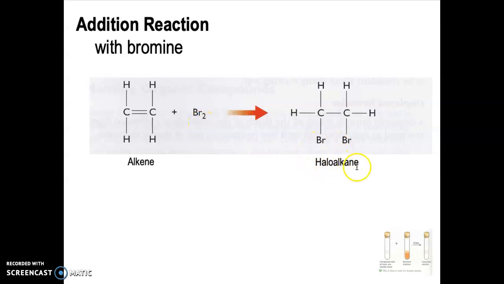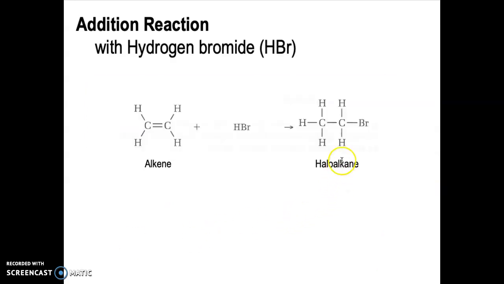So this is a haloalkane. This would be 1,2-dibromoethane. This is also a haloalkane, but it's just 1-bromoethane.